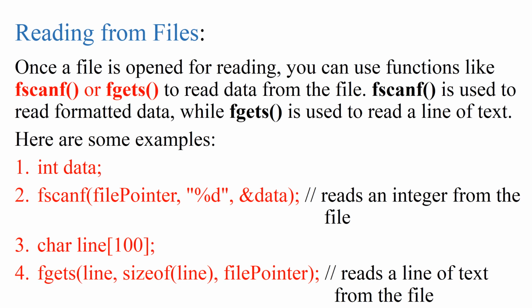The fourth line in this code reads a line of text from the file. It takes three arguments. First argument is line, that is the character array where the data will be stored. Second argument, sizeof line. It is used to read the maximum number of characters. The third argument is the file pointer. In this case, line is a character array of size 100, which means it can store up to 99 characters, since one character is reserved for the null terminator \0.